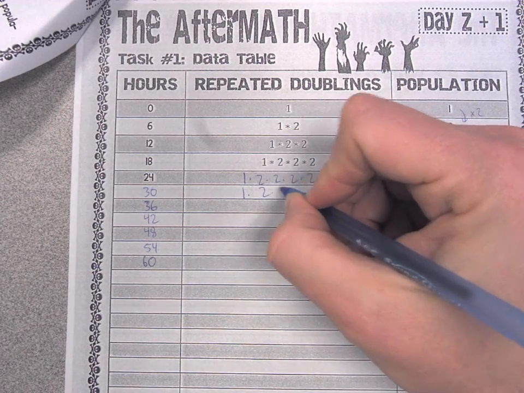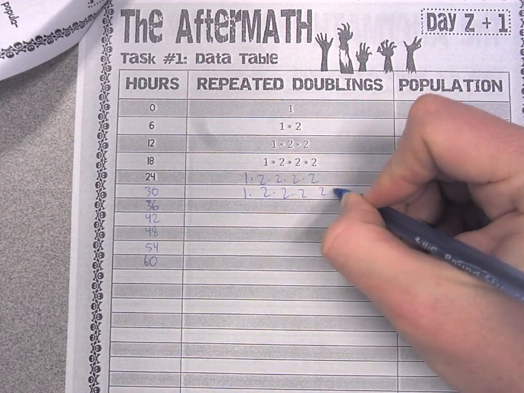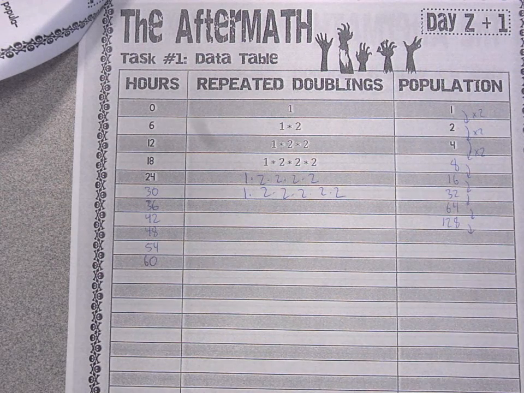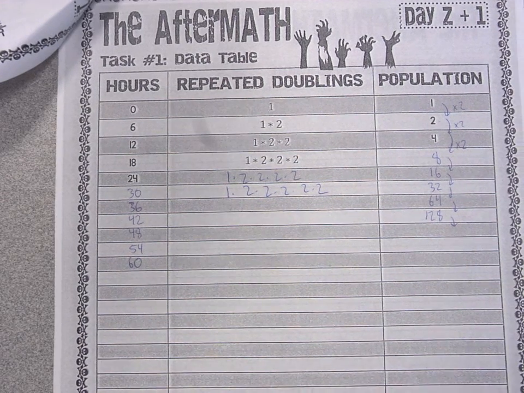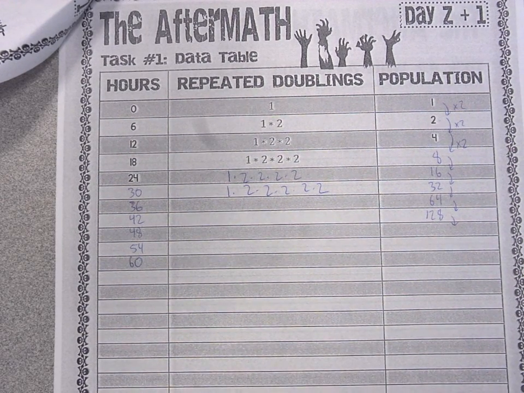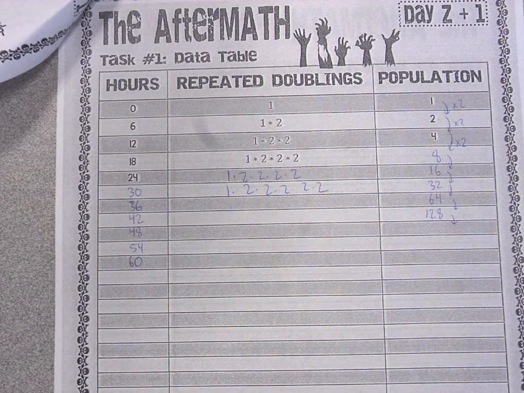And you keep going. 1 times 2 times 2 times 2 times 2 times 2, right? So 5 2's all multiplied gives you 32. Now, after a while, this starts to get tedious. You start to get kind of tired of writing, and you also start running out of space really quick.